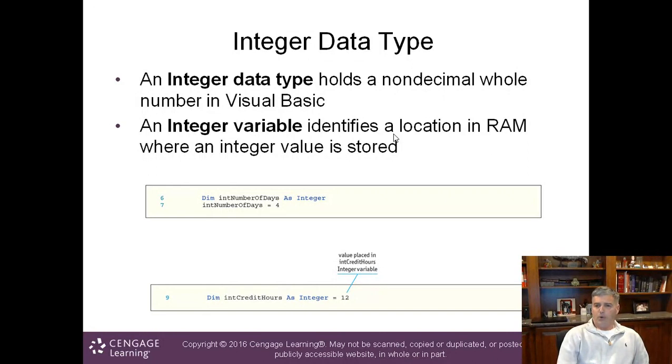An integer data type holds a non-decimal whole number in Visual Basic. An integer variable identifies the location of RAM where an integer value is stored. So if we declared Dim intNumberOfDays As Integer, then we could assign a literal 4 to intNumberOfDays. You can also assign the literal value at declaration. I don't recommend doing that, because you can run into problems sometimes. I like to do it in a separate line, but Visual Basic does allow you to assign the literal value at declaration.